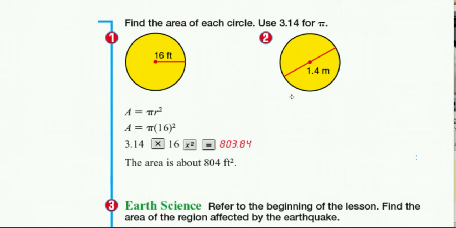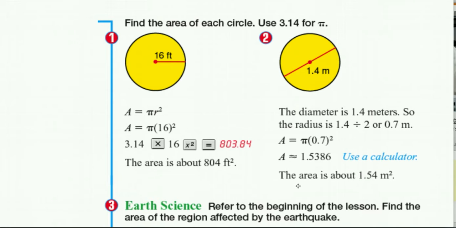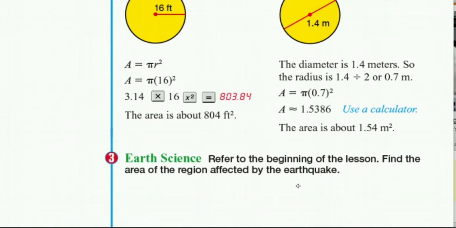Okay, so let's take a look at example number 2. The diameter is 1.4 meters. Remember that the radius is 1/2 the diameter, so our radius is 0.7 of a meter. Substitute that to our formula, pi times 0.7 squared. 0.7 squared is 0.49. Multiply that by 3.14 using a calculator. This becomes 1.5386. So the area is about 1.54 square meters.